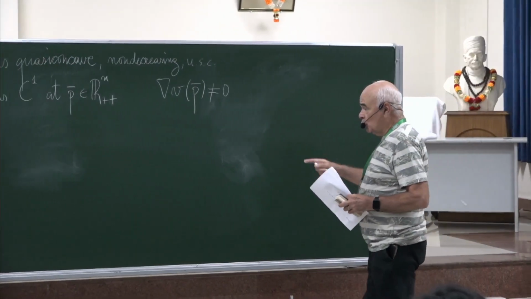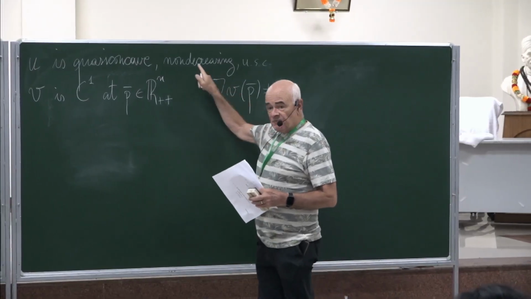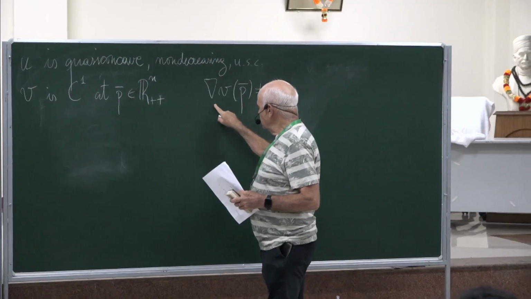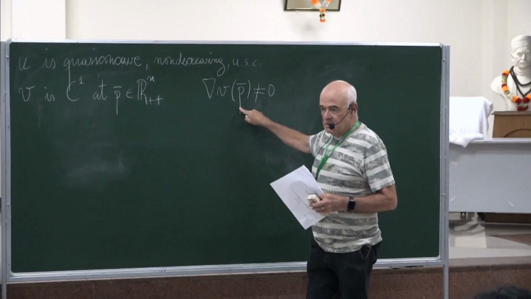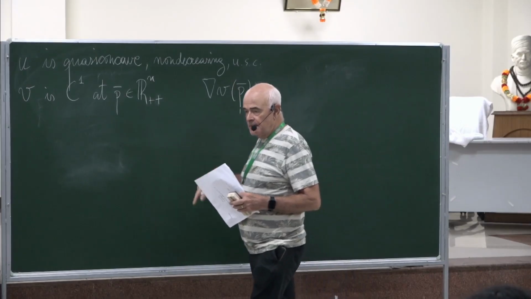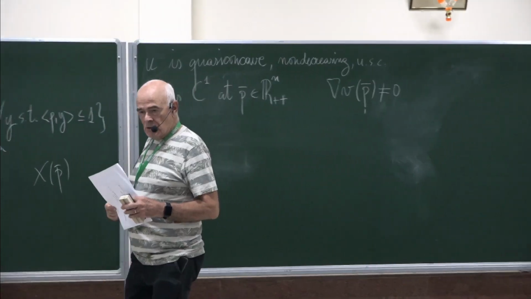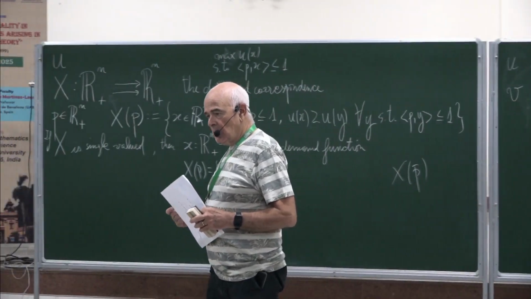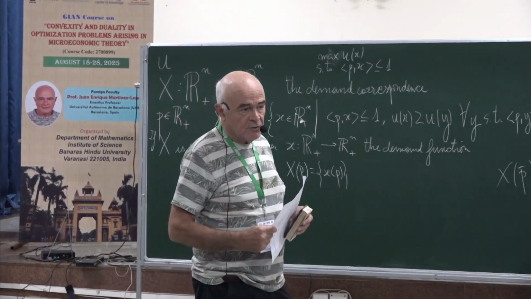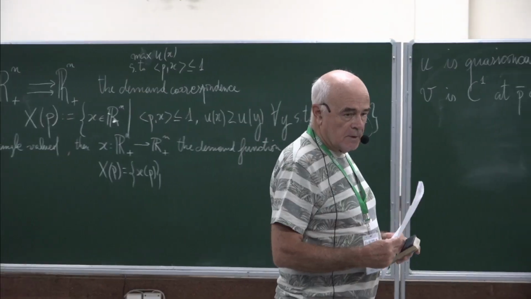In fact, what we know, because V is non-decreasing, is that this gradient has non-positive components. All the partial derivatives are non-positive, okay? But now here we are saying that at least one of them is strictly negative. Is this clear?